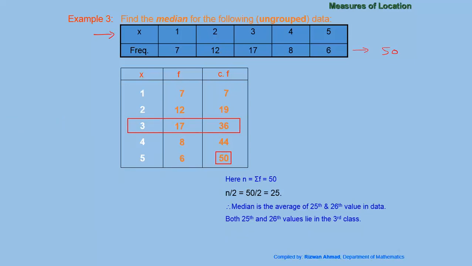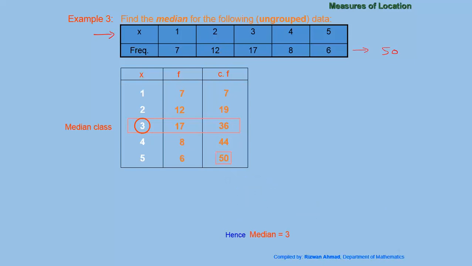So this third class is actually the median class of the data. And here, since the class size is 1, 3 is the median. The median class is this, which is highlighted with a rectangle, and 3 is the median. The value in this class, which is along x, is the median.